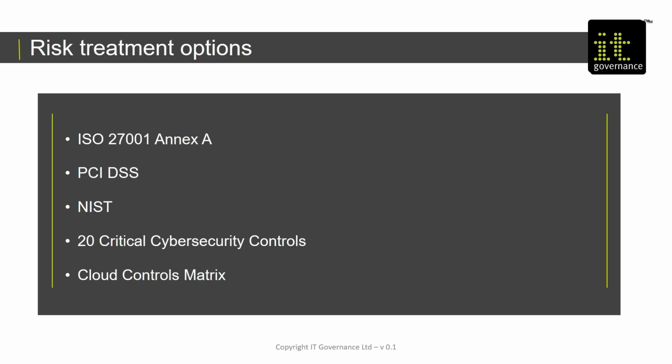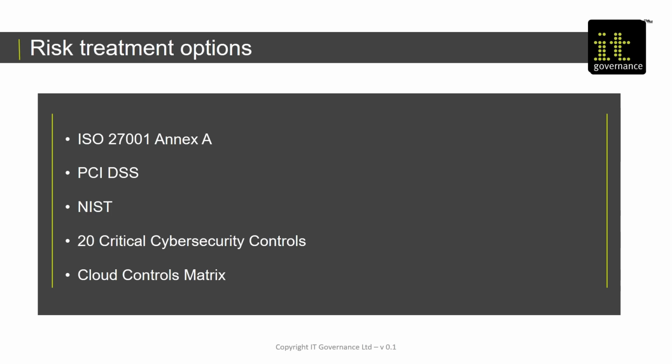And you select controls really only on the basis of those risks which you've decided to modify. Remember, if you're retaining the risk, you're doing nothing about it. If you're sharing it, you're transferring the risk to a third party, typically through insurance. If you're accepting the risk, then you are living with the risk and its consequences. So your controls are available in a number of places. Annex A of ISO 27001, PCI DSS, which is the payment card industry's data security standard, and the NIST series of special publications. They have several sets of appropriate controls.